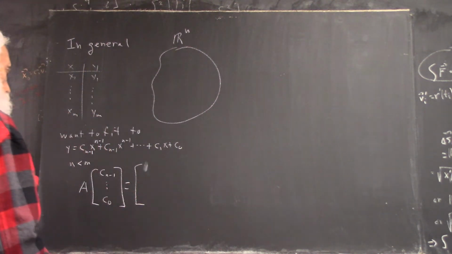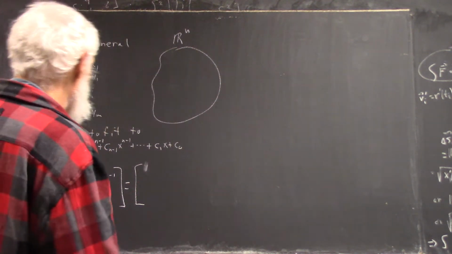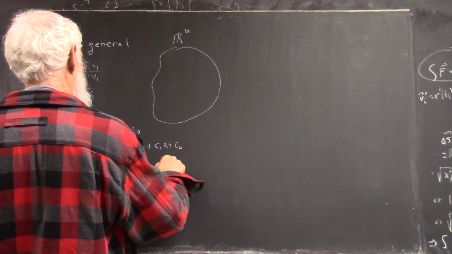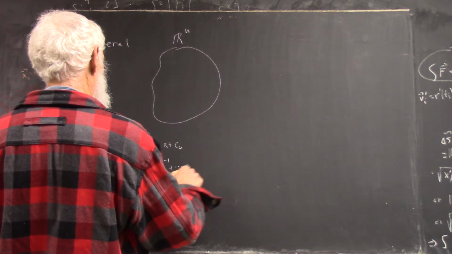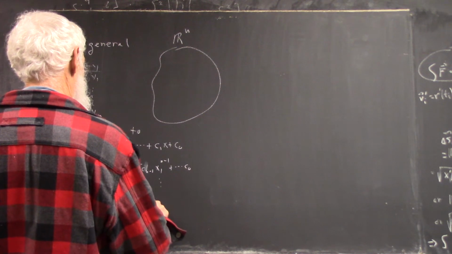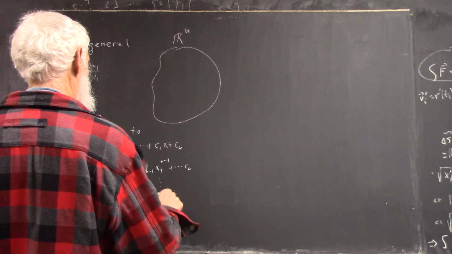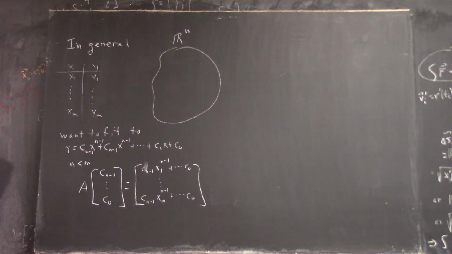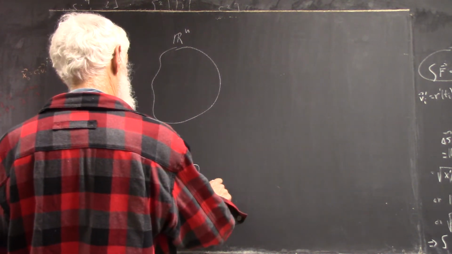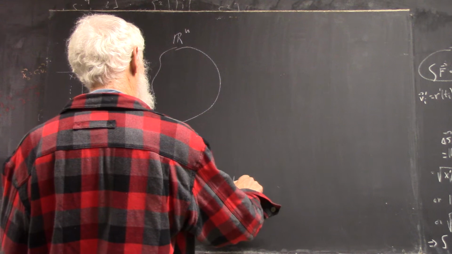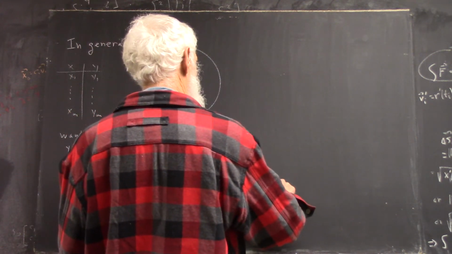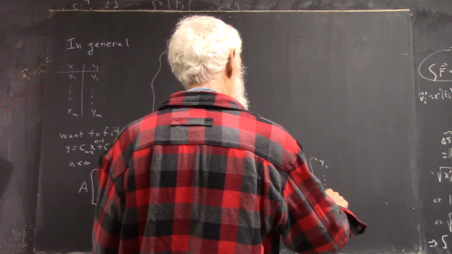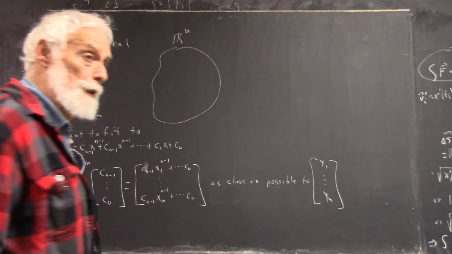I was about to write y1 through ym, but that's not going to work. So I'm just going to say, well, that's Cn minus 1 times x1 to the n minus 1, plus down to C1, and then it's Cn minus 1 times xm to the n minus 1 and all the way down to C0, just to give you a picture of what that is. Our goal is this should be as close as possible to y1 through ym.